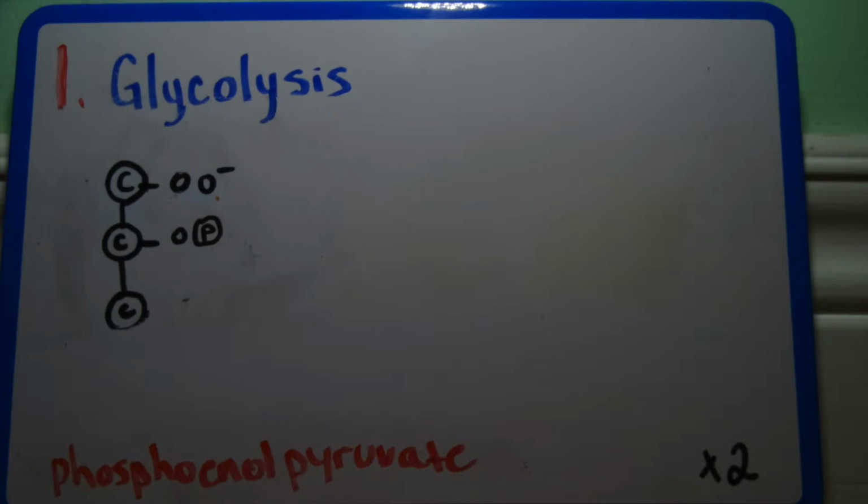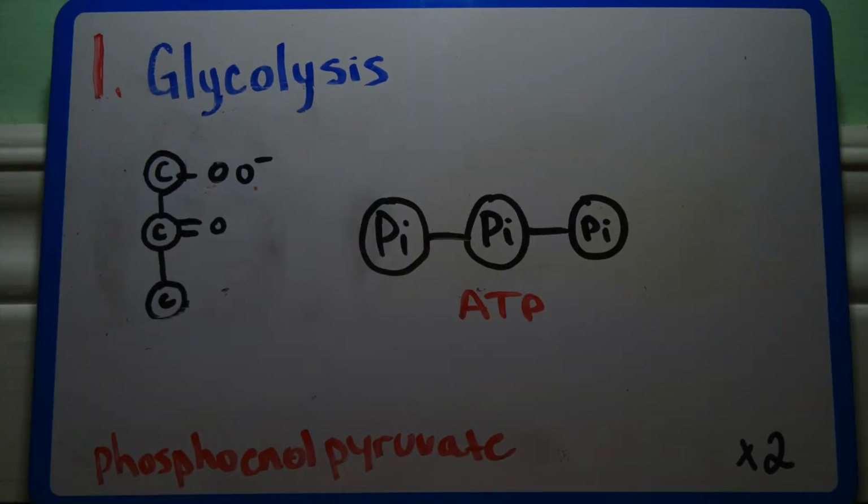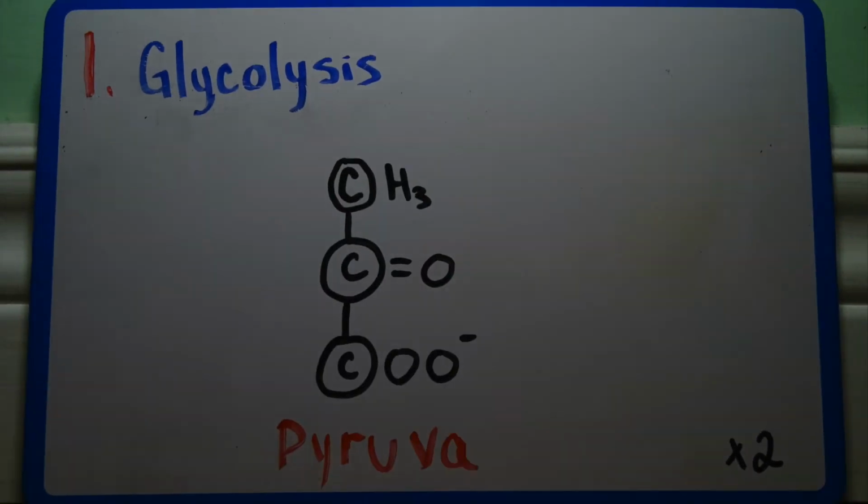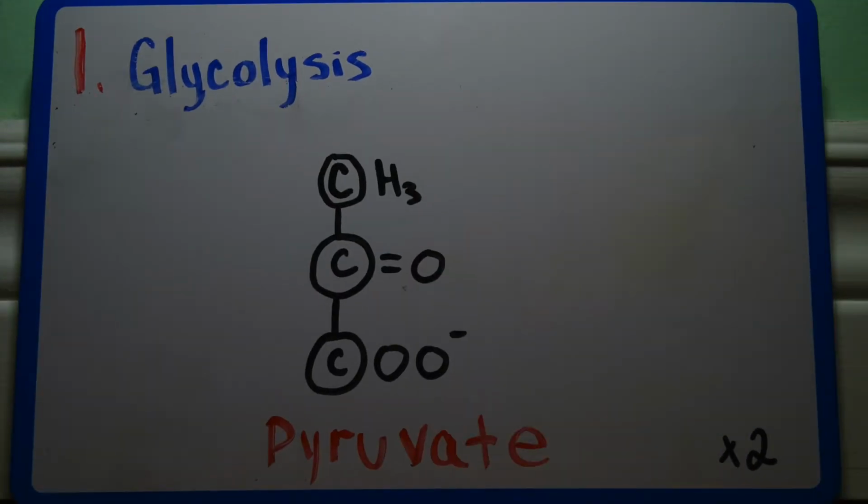In the last step of glycolysis, the remaining phosphate group will be removed from the phosphoenol pyruvate and be added on to ADP to form another ATP molecule. Here we have the final product of glycolysis, known as pyruvate.